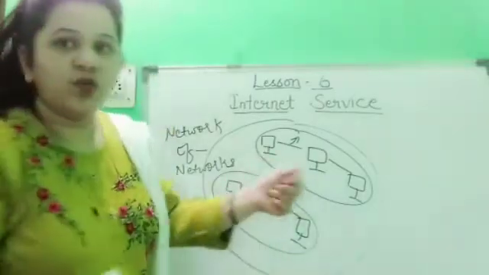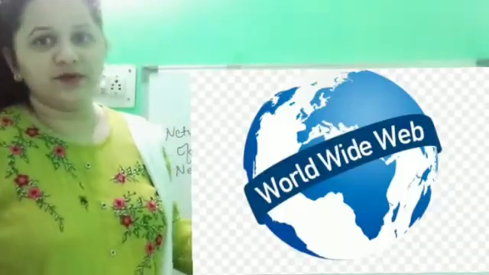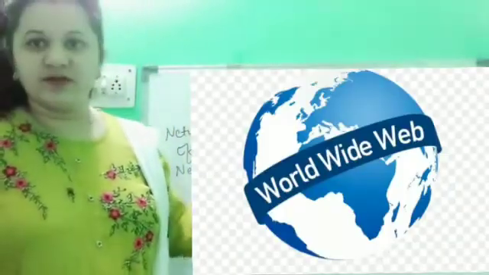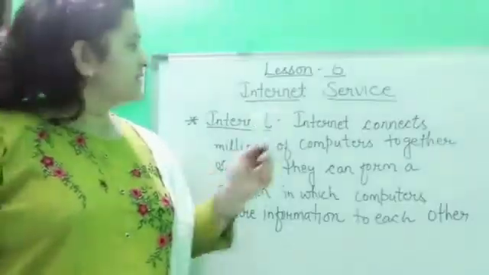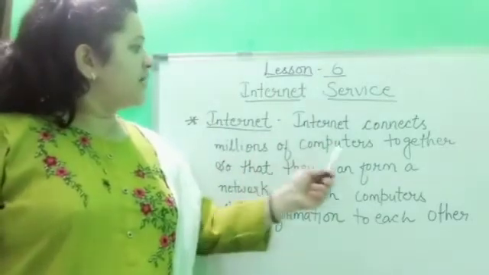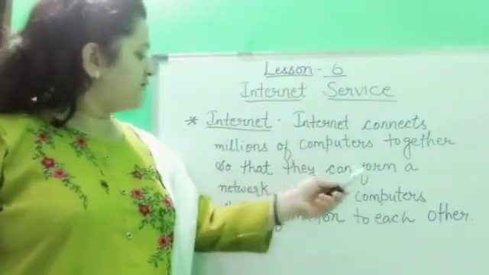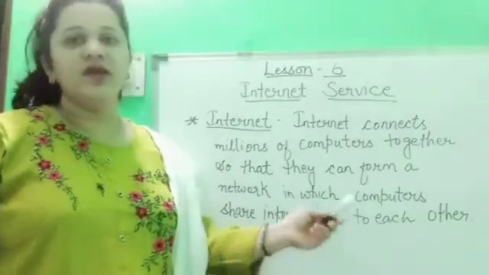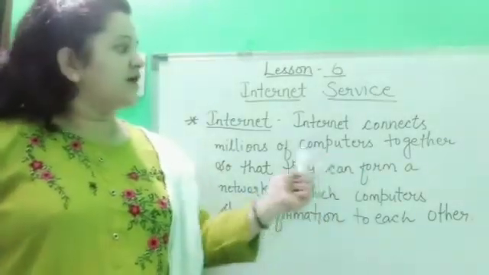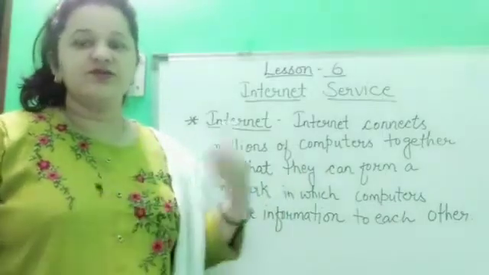They form a world wide web, that is www. With the help of www you can access the information from the internet. What would be the definition of internet? Internet connects millions of computers together so that they can form a network in which computers share information with each other.